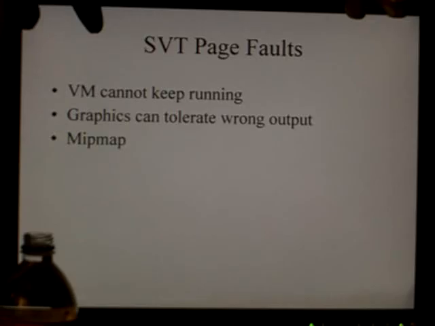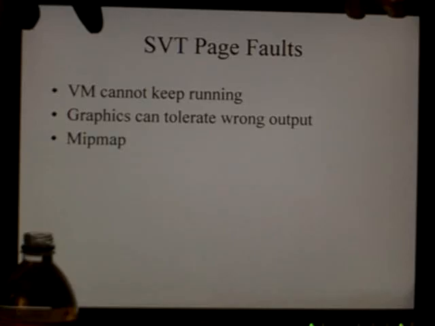In graphics, we can tolerate wrong output as long as we're not trying to do generalized computation with the GPU. So we can hack around this particular case. We're in a pixel shader. We can't stop. We need to just produce something. And the solution that we've often used in other situations, when we don't have the texture data we need yet, because say we're waiting for it to stream from disk, is we use a lower MIP level.